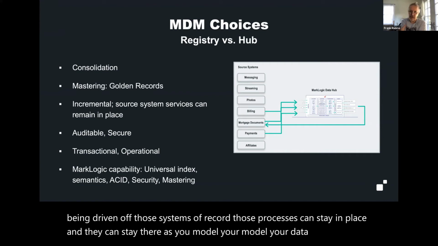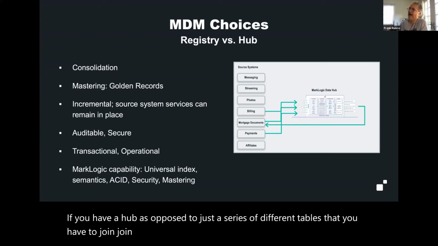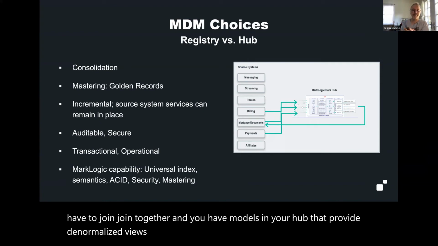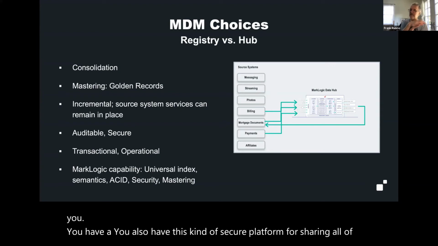And if you have a hub, as opposed to just a series of different tables that you have to join together, and you have models in your hub that provide denormalized views of crucial business objects that are important to the business, you then can start to audit the way all those things are put together, and you also have this kind of secure platform for sharing all of those new business objects you're creating.